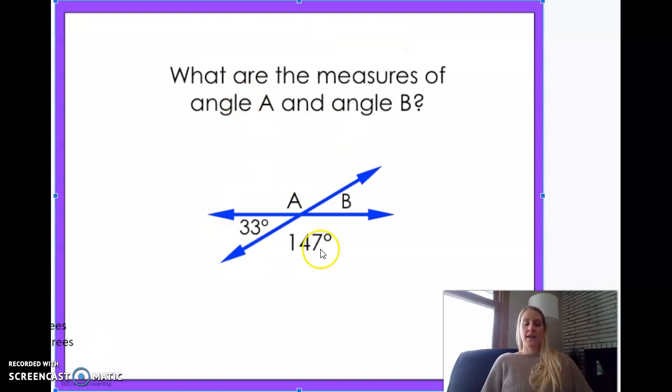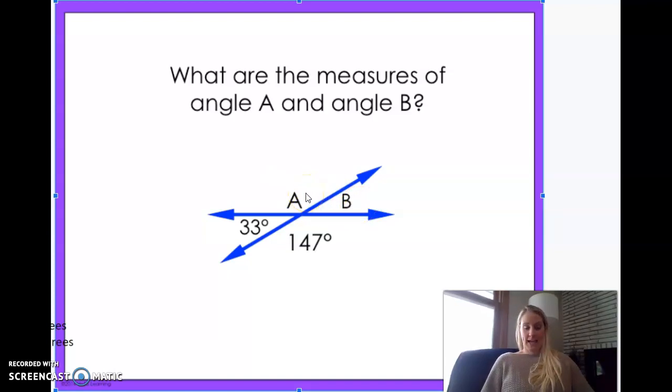So looking at a set of lines here that intersect, or vertical angles, what are the measures of angle A and angle B? All right, so if we want to find angle B, we need to find the angle that is across the vertex from it. So that would be 33 degrees, and these two should be congruent, which means B would also be 33 degrees.